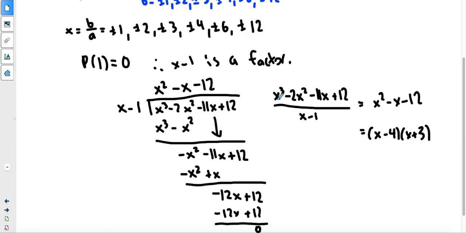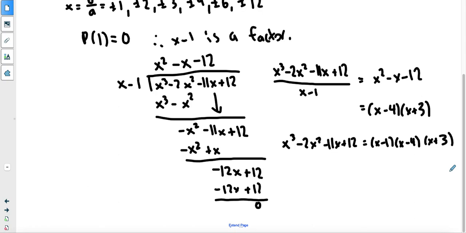Okay, and since I just want to get this polynomial, x cubed minus 2x squared minus 11x plus 12, by itself, I'm going to multiply both sides of my equation here by x minus 1. And then I'll get that my polynomial is equal to x minus 1 times x minus 4 times x plus 3. And there we go. So now we have factored our expression.